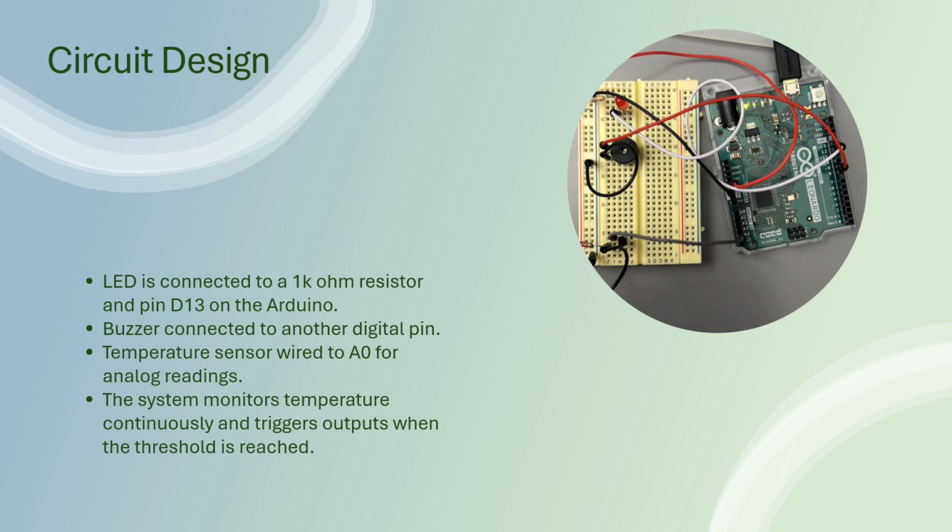Here we can see the circuit setup. The LED was connected to a 1 kilo ohm resistor and pin D13 on the Arduino board, while the temperature sensor was connected to A0 for analog readings. The buzzer was also connected to a digital pin. The Arduino continuously reads the sensor data, and when the temperature crosses the threshold, both the buzzer and the LED are activated. This simple setup allowed us to observe how the temperature sensor responds to changes and triggers the appropriate outputs.